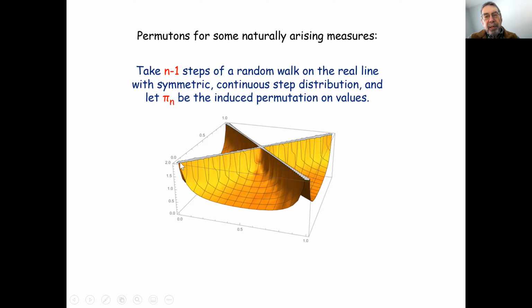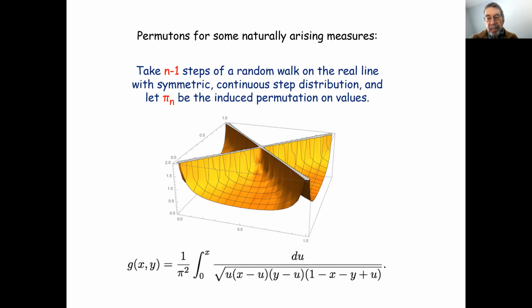The reason why, so it looks from this picture as if we're giving a lot of extra weight to the identity permutation, which runs from 0,0 to 1,1, and the reverse identity, which goes from 1,0 to 0,1. And that's true. If you take a random walk of n-1 steps, then the probability that you go up every time in the symmetric random walk is 2 to the minus n, which is much more than 1 over n factorial. So the identity and reverse identity permutation are being given more weight, and this permuton reflects that. There's an actual formula for it, which looks like this.